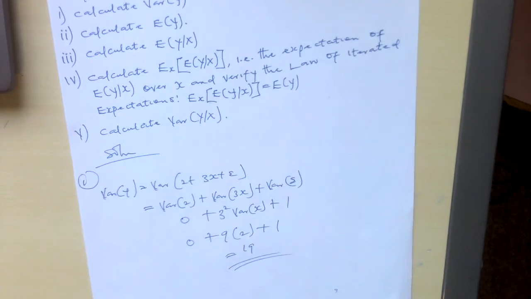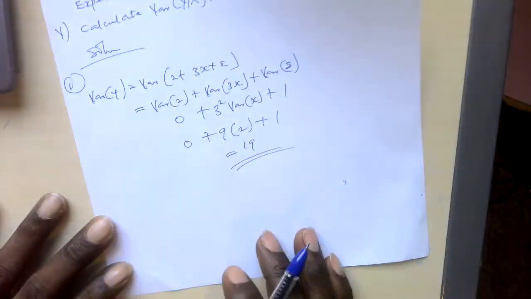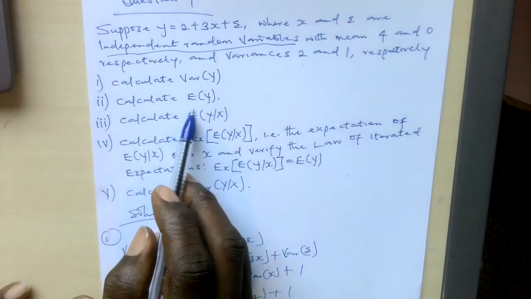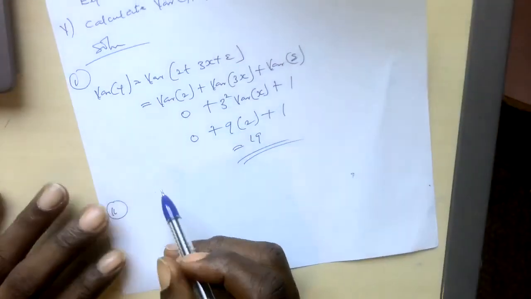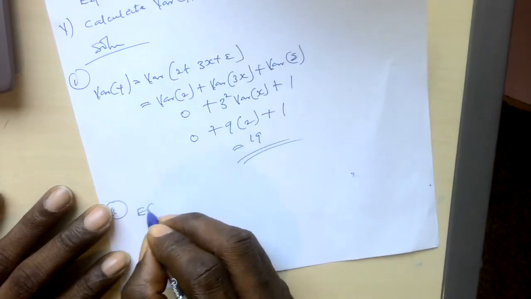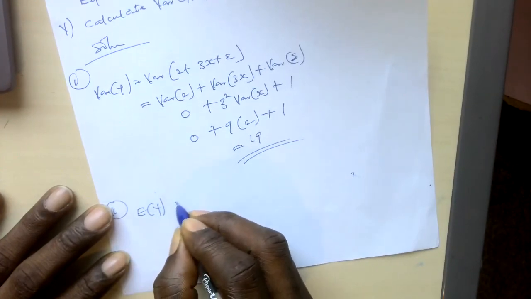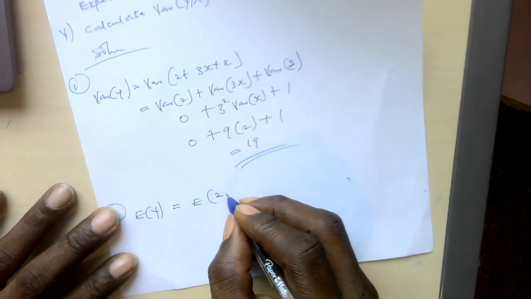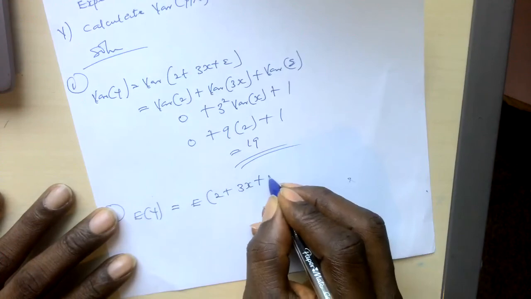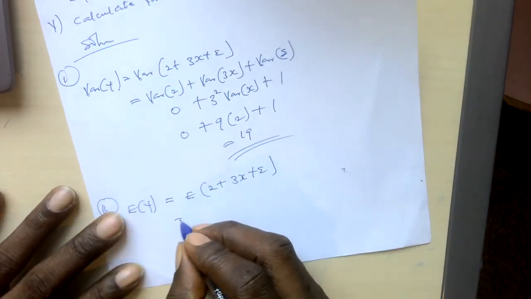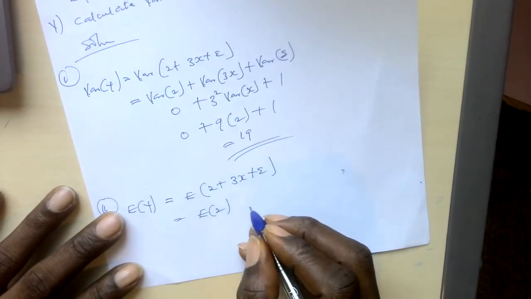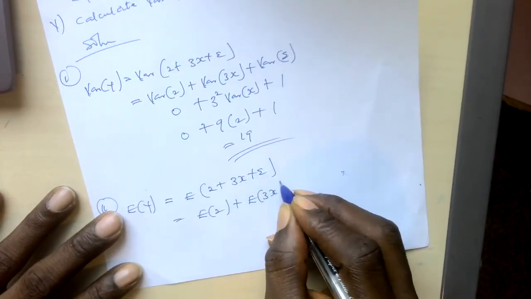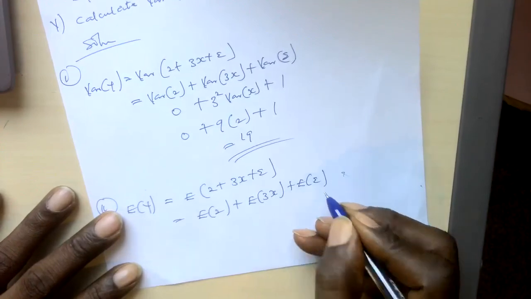First one is done. So then let's move to the second one. The second one says, calculate the expected value of y. I will know what our y is. So expected value of y gives us expected value of 2 plus 3x plus error. So here we have E of 2 plus E of 3x plus E of error.